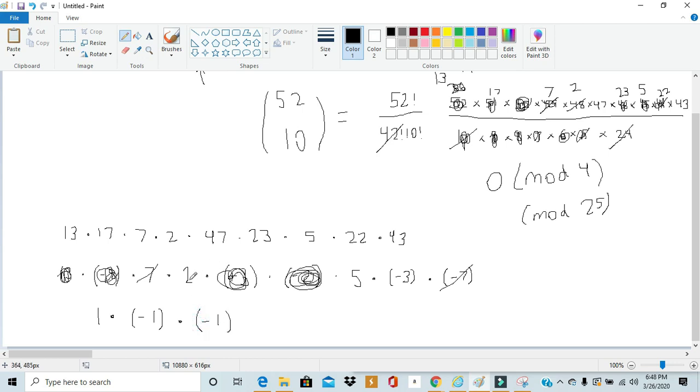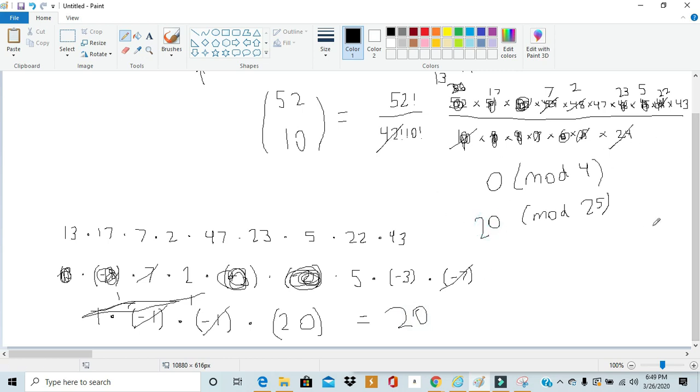So then we're left with 2 times 5 times negative 3, which gives us negative 30. Well, negative 30 is 5 less than 25. So it's 20 mod 25, because it's just 5 less than a multiple of 25. So negative 1 times negative 1 is 1. 1 times 1 is 1. Oh my god. Intense math right here. And then 1 times 20 is 20. So we get this entire thing to be 20 mod 25.